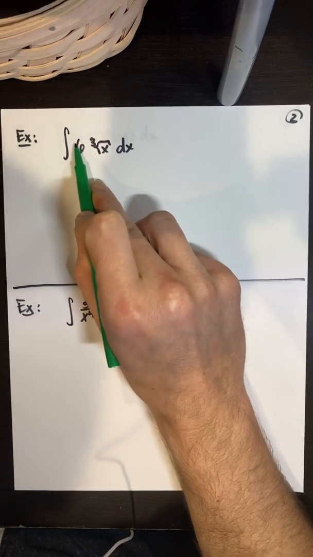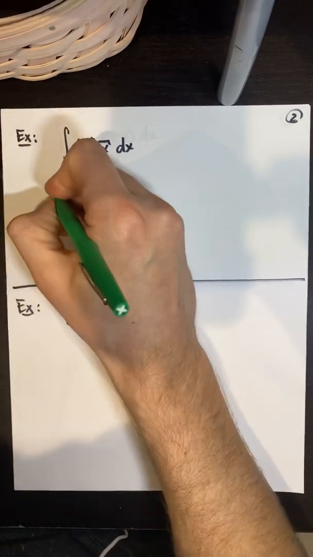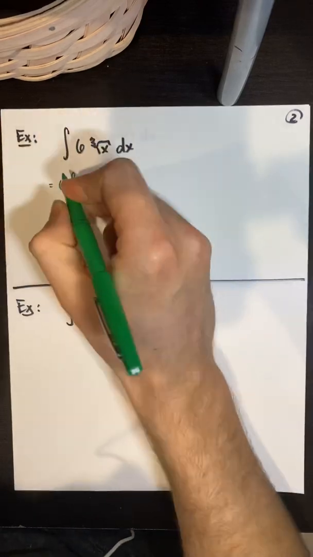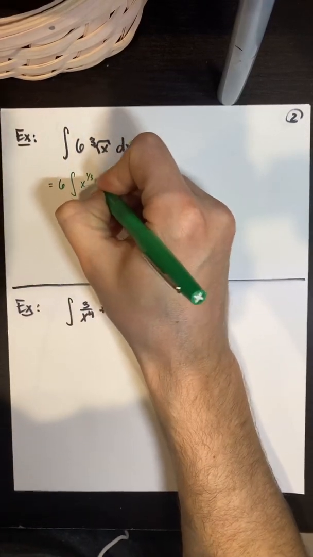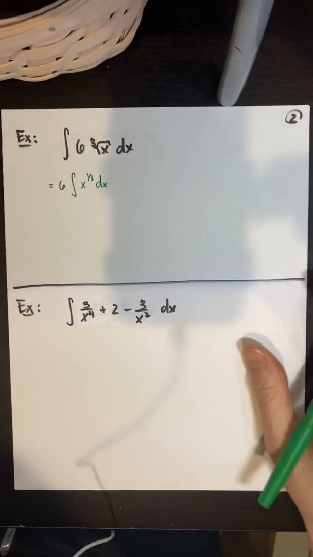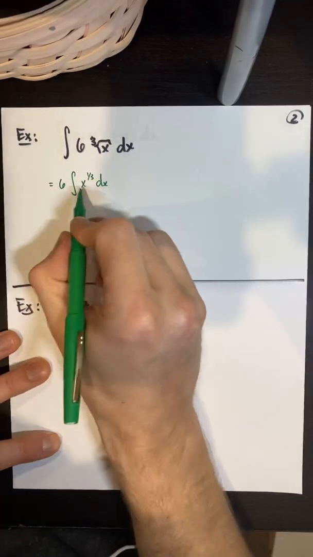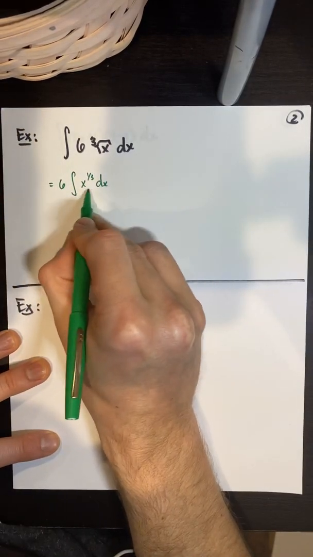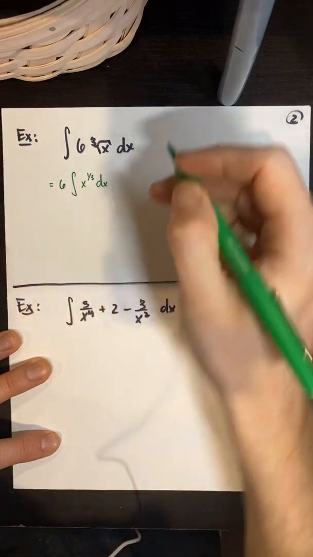Also, this 6, don't ignore that. You can bring that through the integral. So just bring that 6 out and write the cube root as x to the 1/3. Whatever my antiderivative for x to the 1/3 is, I can just multiply it by 6, and that'll be my final answer.